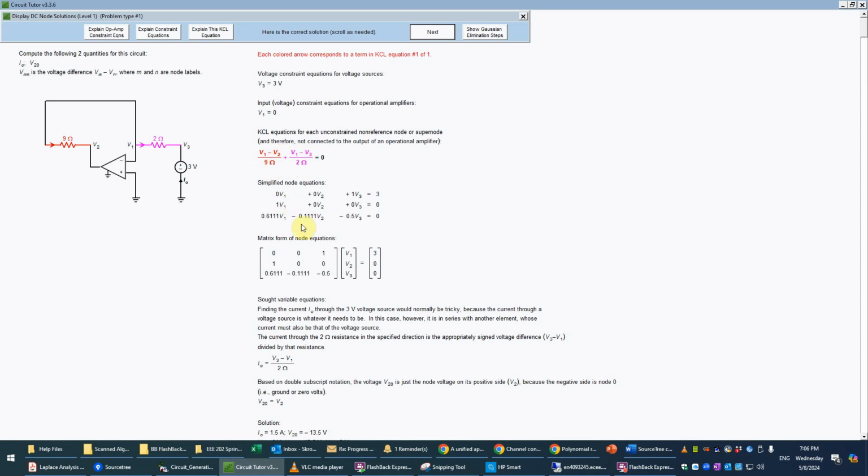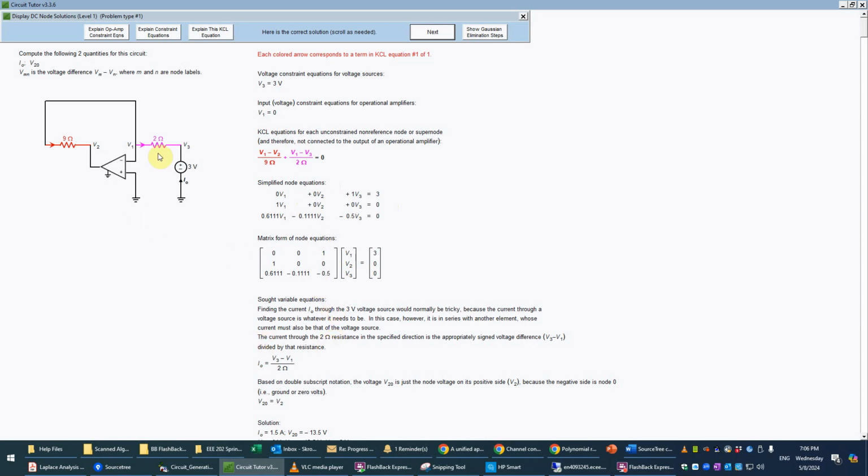V2 is minus 1/9, which is minus 0.1111. And then the minus V3, it's 1/2 V3, so that's a minus 1/2. That was the last equation. The other equations are very simple because they just say, for example, V3 times 1 equals 3 and V1 times 1 equals 0. That's put into a matrix here, very straightforwardly.